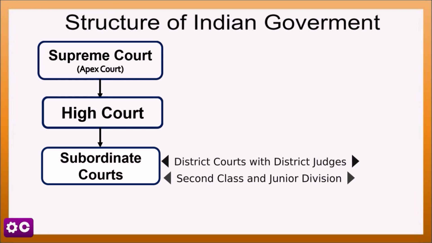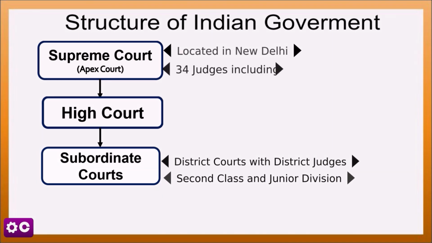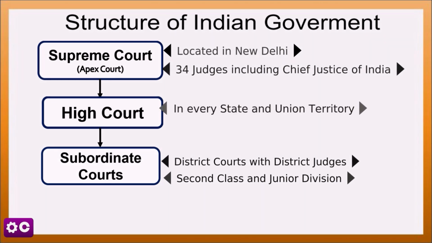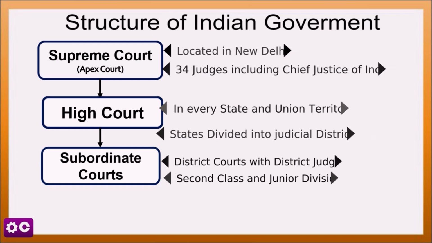The Supreme Court of India is located in New Delhi, and the total number of judges are 34, including the Chief Justice of India. The Chief Justice of India is appointed by the President of India after consultation with the judges of the Supreme Court and High Court. Every state and union territory has their own High Court. Each state is further divided into judicial districts, with district and sessions judge to preside over civil and criminal cases respectively. Below them are the courts of civil jurisdiction, known by different names in different states.